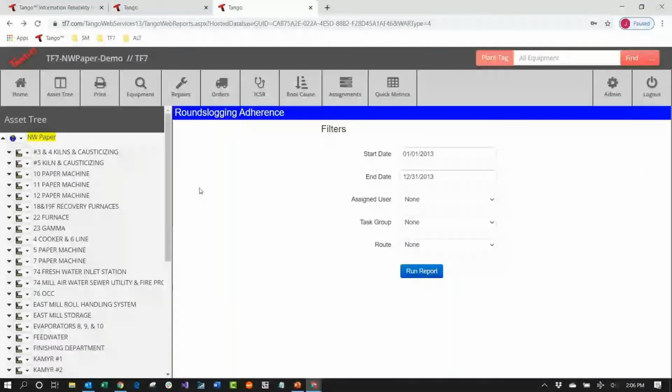There's a paper plant in the Northwest U.S. that, before it changed ownership, was using TANGO, and they did a lot of walk-around inspections, particularly a lot of lube routes. So I'm going to set my filters to look at their performance in the year 2013. Forrest, you got anything to add about condition task?